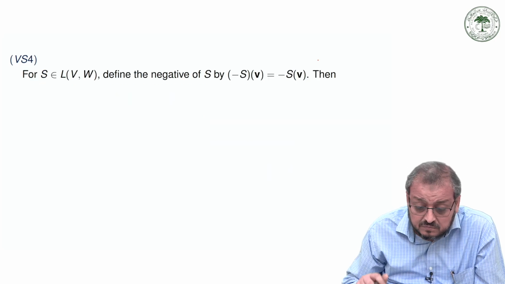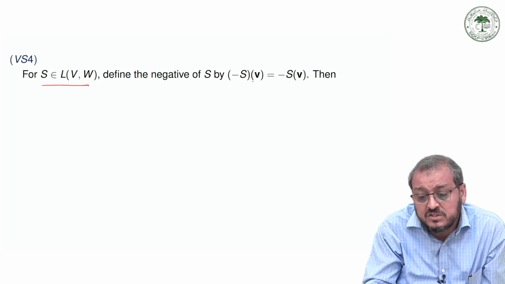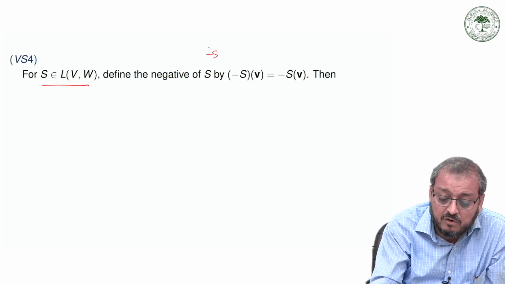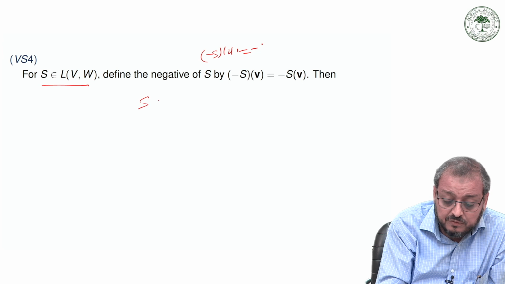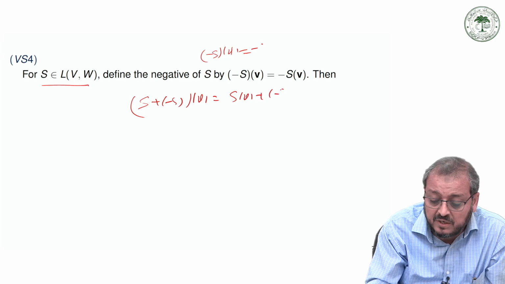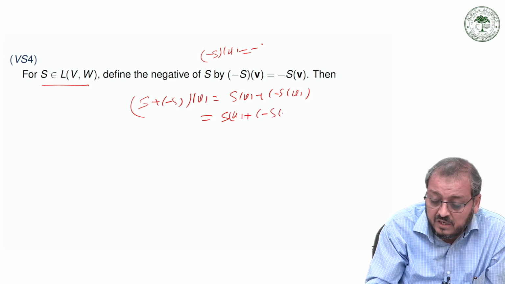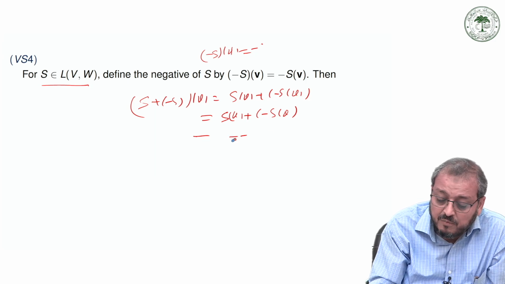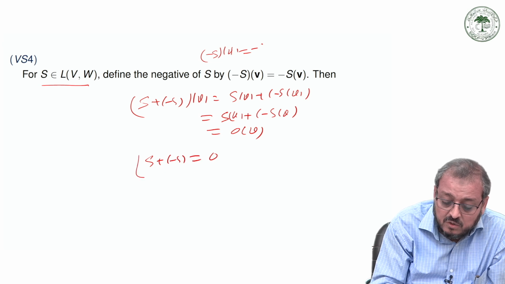Now we have to find an inverse element. If S is an element of L(V, W), S is a linear map, then minus S is also a linear map, and we define minus S of V as minus S times V. Then we have to just take S plus minus S of V, which is equal to S of V plus minus S of V, and this is equal to 0 of V, and then we can say that S plus minus S is equal to the zero transformation.